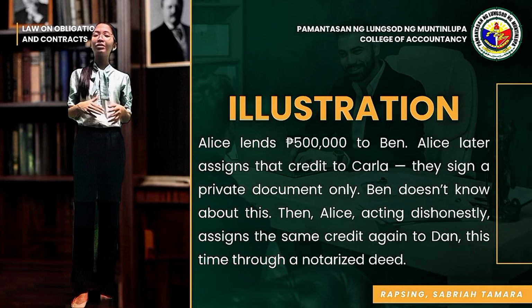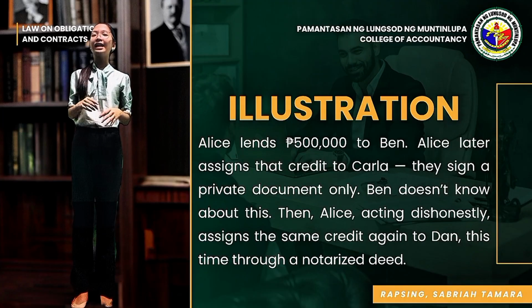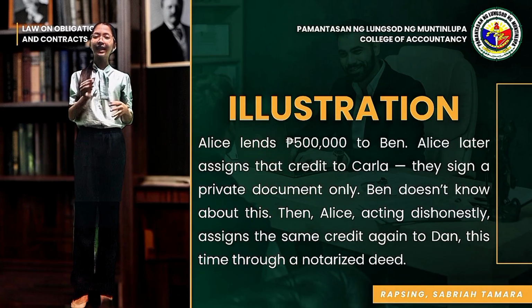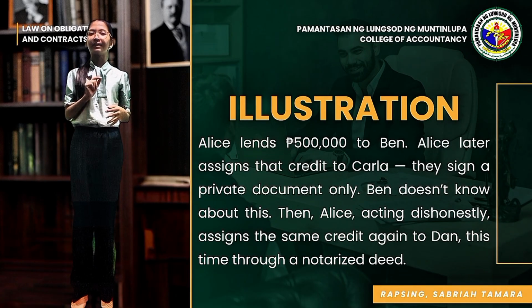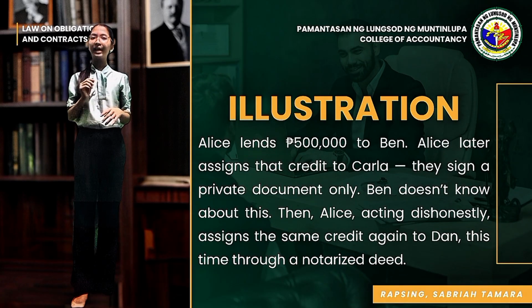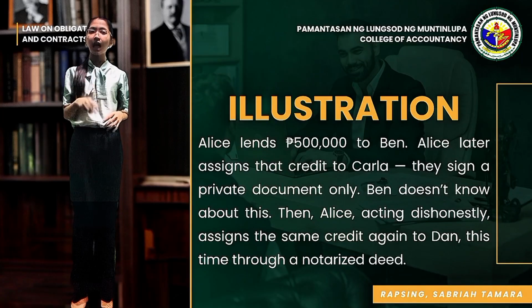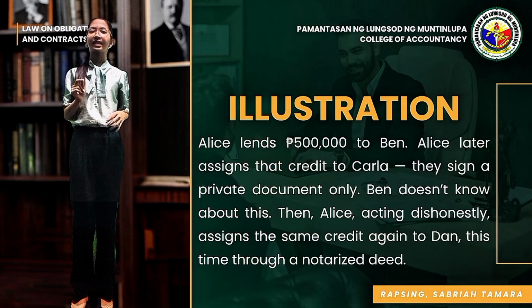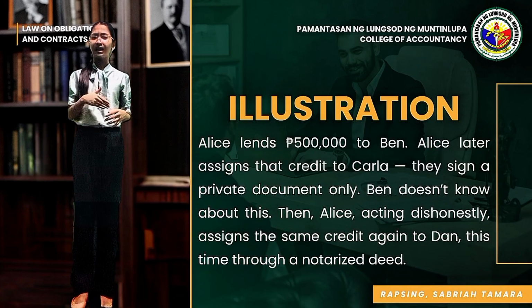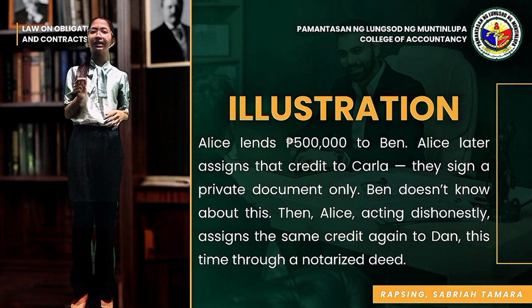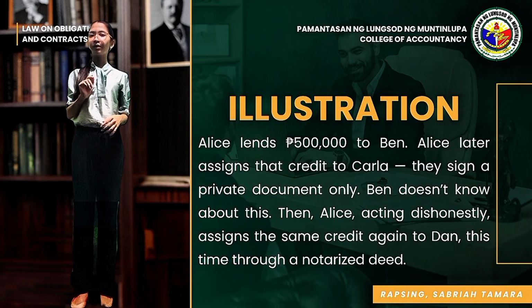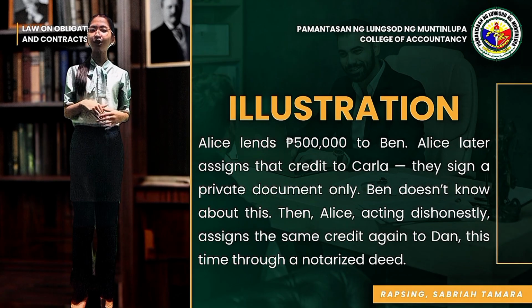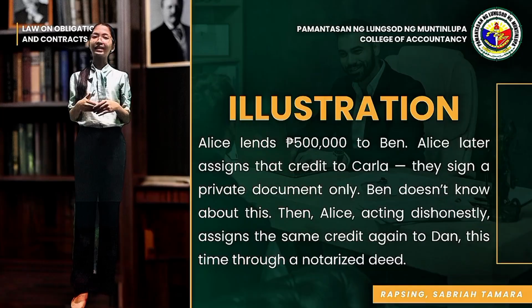So, example scenario, let's say Alice lends 500,000 to Ben. Alice later assigns that credit to Carla. They sign a private document only. Ben doesn't know about this. Then, Alice, acting dishonestly, assigns the same credit again to Dan. This time, through a notarized deed. Now, the question is, who has the stronger claim, Carla or Dan?